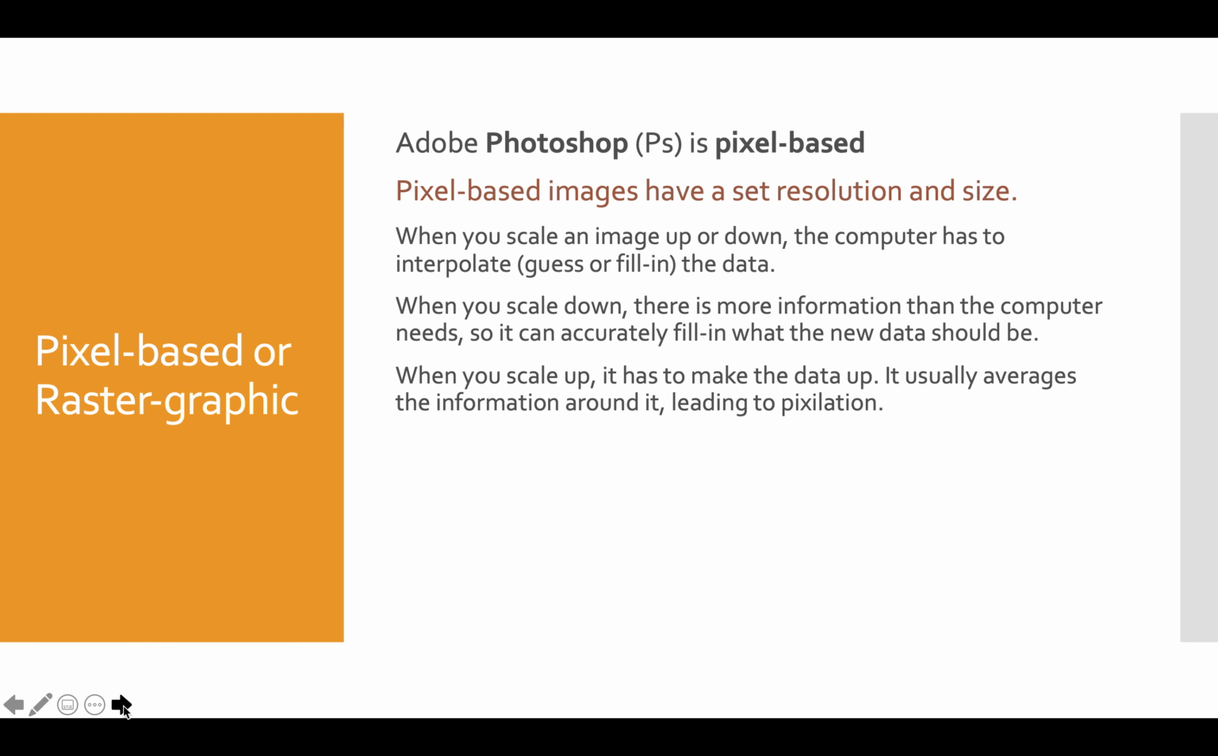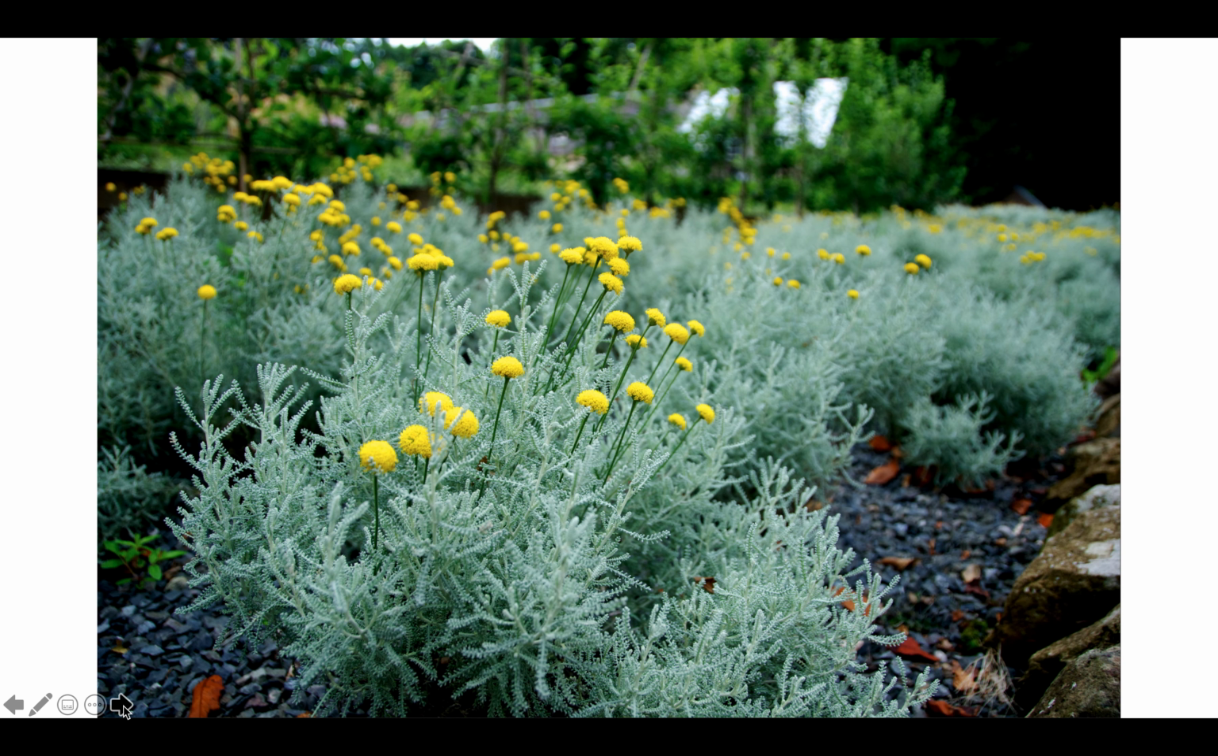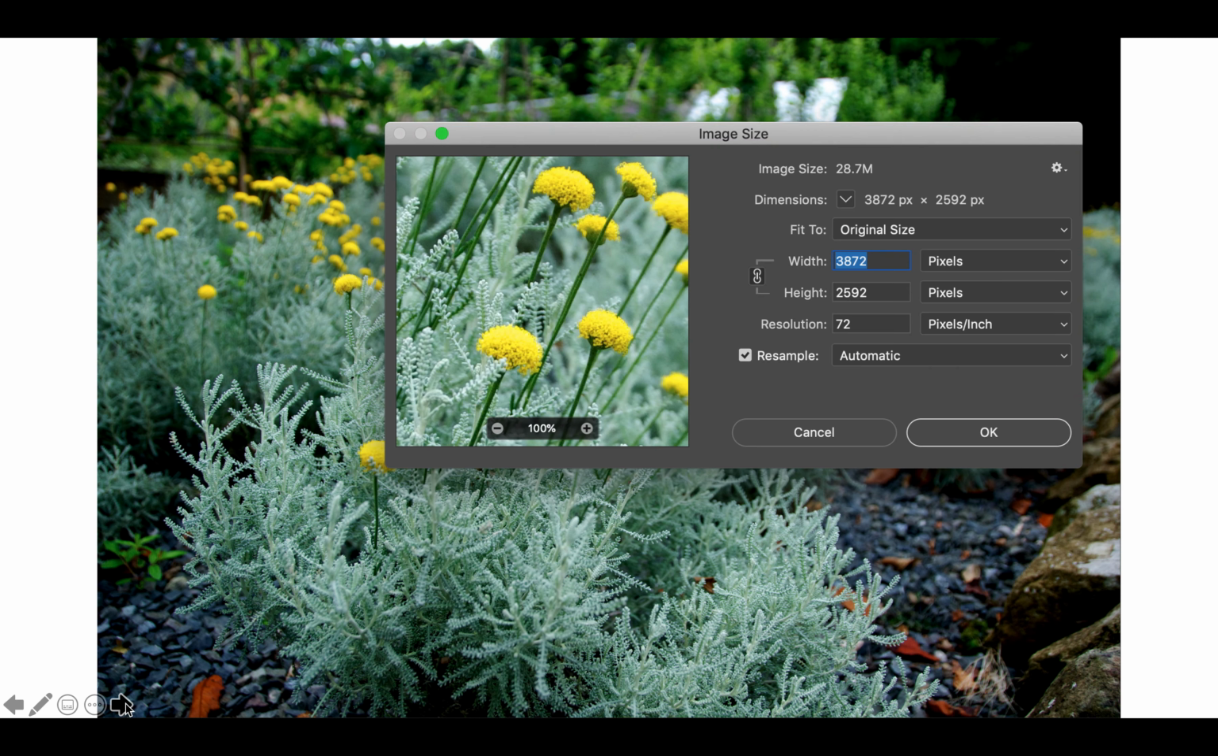So this is why I've been saying that you can scale things down, but you don't want to scale things up. I've got a visual example here for you. This is a photograph I took, of a flower that's got a really frilly leaf pattern. There's a lot of detail in the leaves of this yellow flower. If I look at it at 100%, you can see the resolution here. I took it with the camera, so the original resolution is 72 pixels per inch, and it has a width of 3872 pixels.